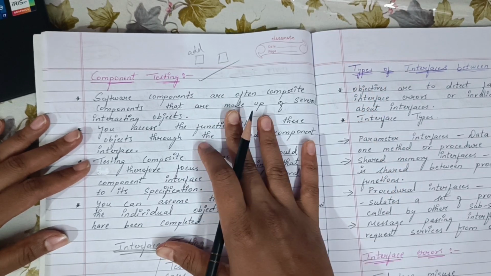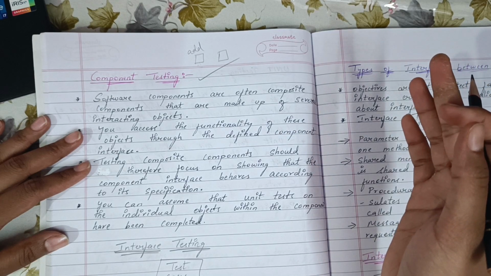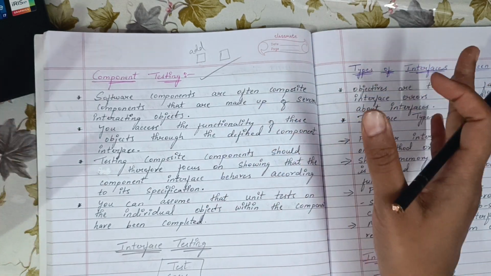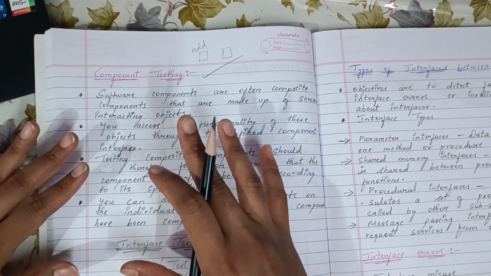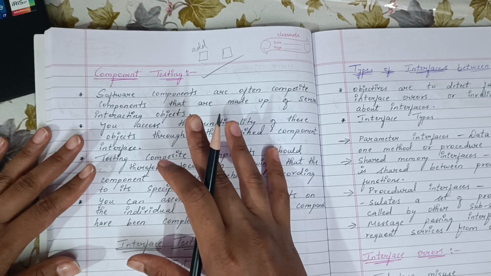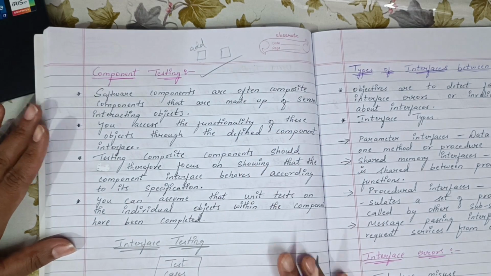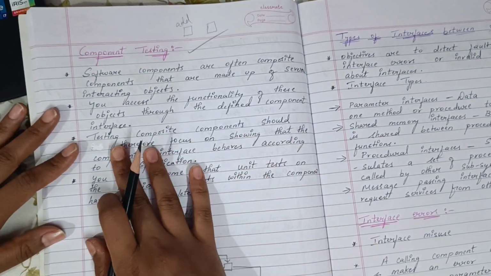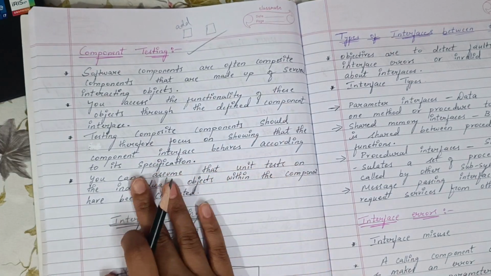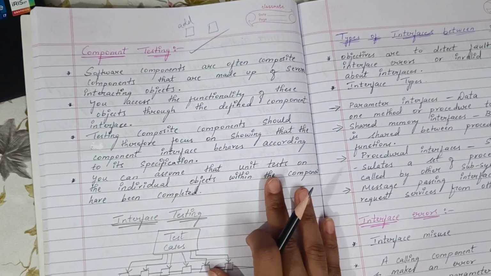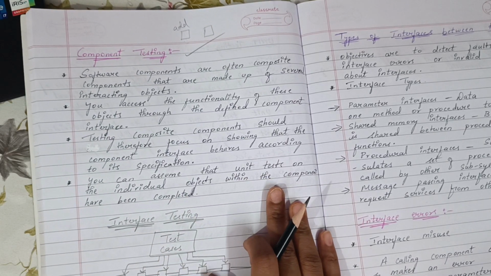So that is all about this, guys. Component testing is also known as interface testing, and you have to understand this. We are building a few individual components or units together, and we are testing the interactions between those components. Testing composite components should therefore focus on showing that the component interface behaves according to its specification. You can assume that unit tests on the individual objects within the components have been completed.